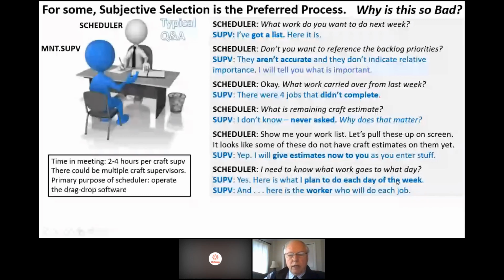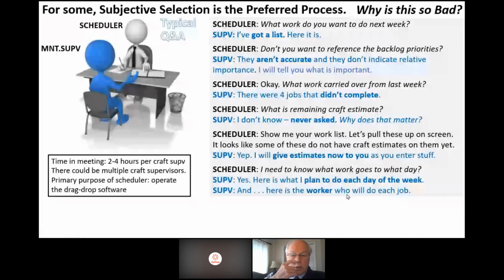So the supervisor has put some thought into it, but he manually reviewed the backlog, all 500 work orders. Well, it'd be 100 for his craft perhaps. And he's figured out in his head what he wants to do. And not only that for the week, but each day of the week. This is simply amazing to me. And here is the worker who will do each job. So they are essentially making 5 daily plans 1 week in advance.